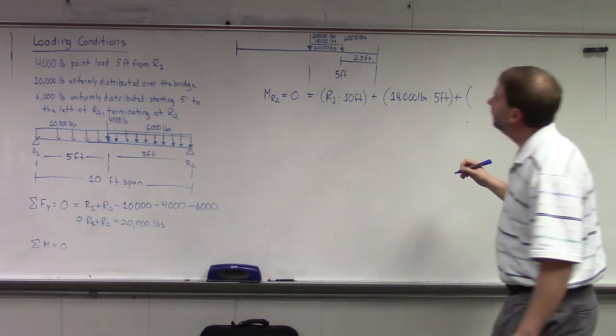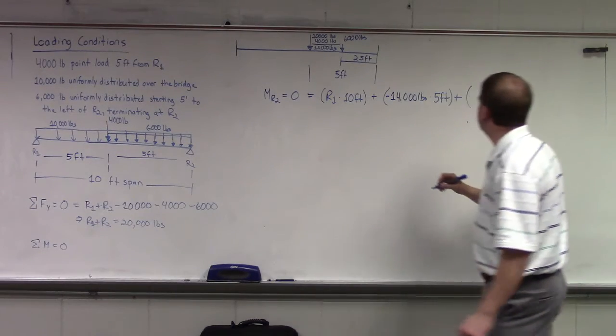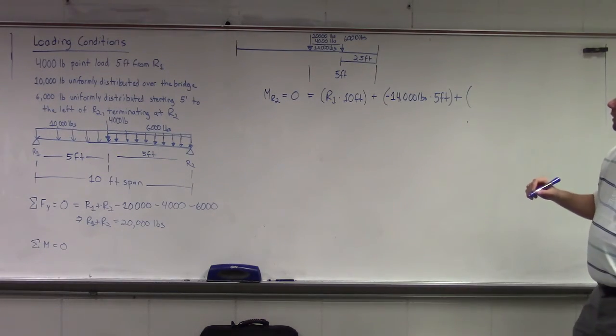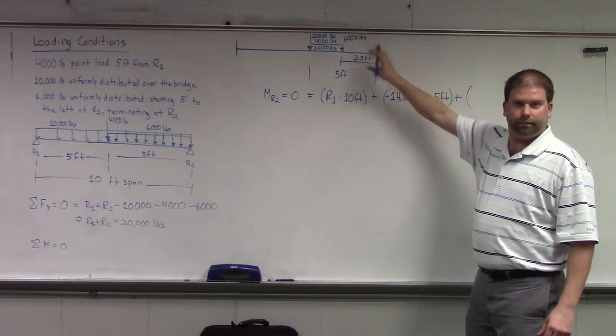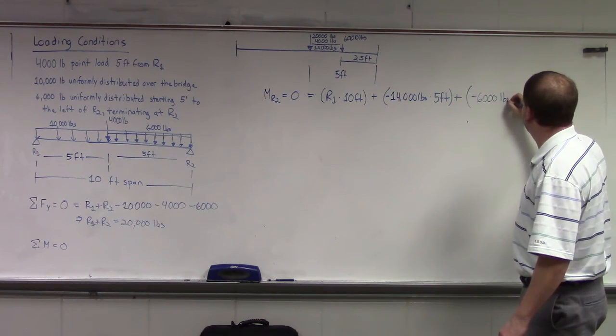Okay? Minus 14,000? It doesn't matter. Oh yeah, sorry. Oh, there. Thank you, John. That matters. And then it'll be the same with this one, right? Negative 6,000. Negative 6 times 10.5.